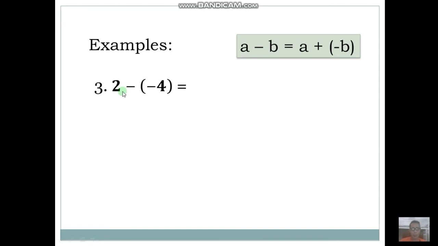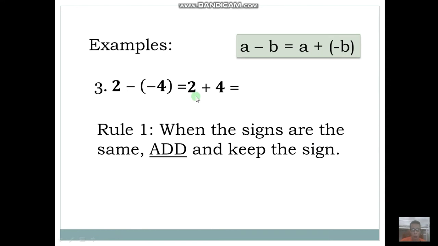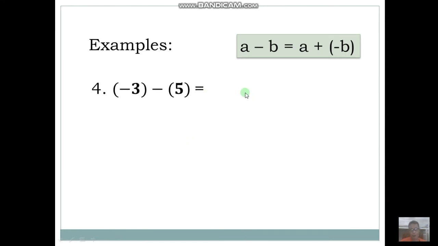Alright? Then, example number 3, 2 minus negative 4. Okay? So, we will do the second step. Just keep the first integer, then change the subtraction into addition, then change the sign of your subtrahend. In this case, our subtrahend is negative, so magiging positive 4. And so, from this step, tingnan mo kung anong rule ng addition of integers ang pwede mong i-apply. So, in this case, parehas positive yung dalawa. So, we will apply rule number 1. So, we will do the addition. So, 2 plus 4, that is positive 6.